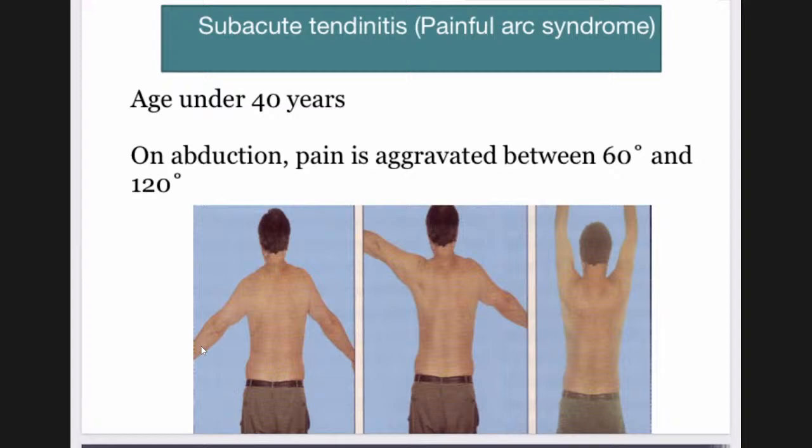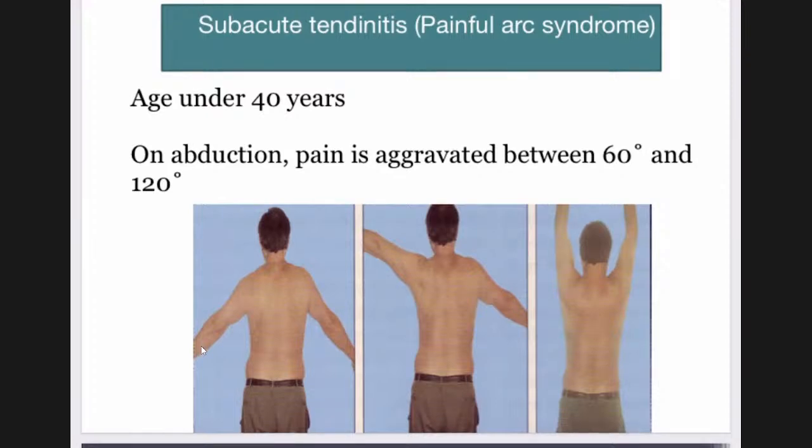When the patient's arm goes above 120 degrees, the compression is relieved, since the shoulder tends to go into external rotation at that position. So the patient has relief after 120 degrees of abduction.